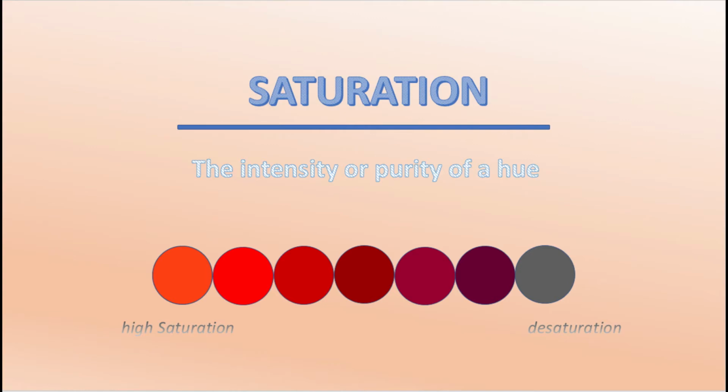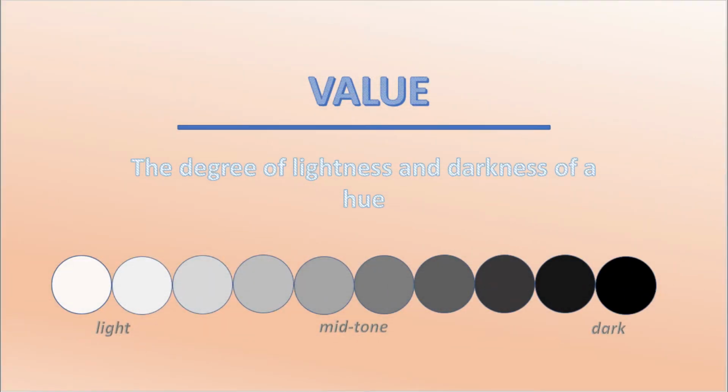Saturation. It is the intensity of a hue or purity of a hue. It includes high saturation and desaturation. Here, in high saturation, color is bright, whereas in desaturation, color is washed out or grayed out. Value. The degree of lightness or darkness of a hue. Here it includes light, midtones, and dark.